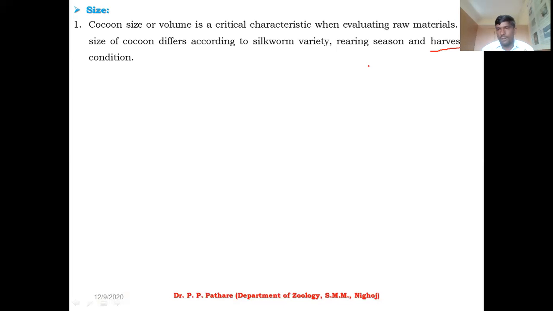But color does not depend on this. If your color is yellowish golden or whitish, you again get a good price in the market. But these are some barriers sericulturists face during the preparation of cocoons.